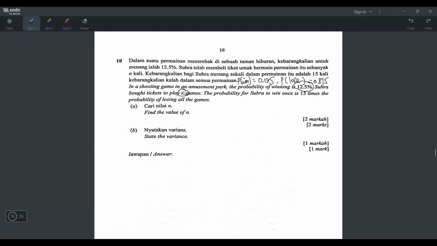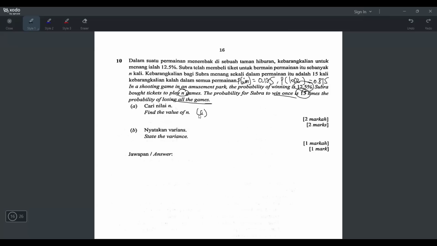Subra bought tickets to play N games. The probability for Subra to win once is 15 times the probability of losing all games. Soalan A, find the value of N. Okay, this one confirm is under a Form 5 chapter. I think it's chapter 5. It's called probability distribution. Dalam bahasa Melayu, taburan kebarangkalian.